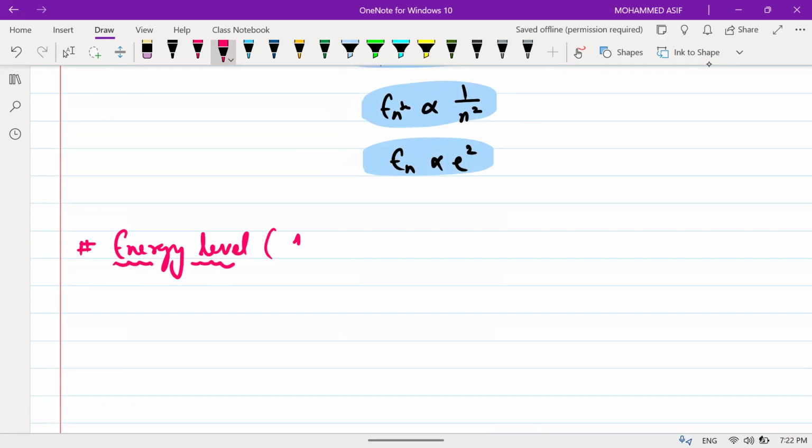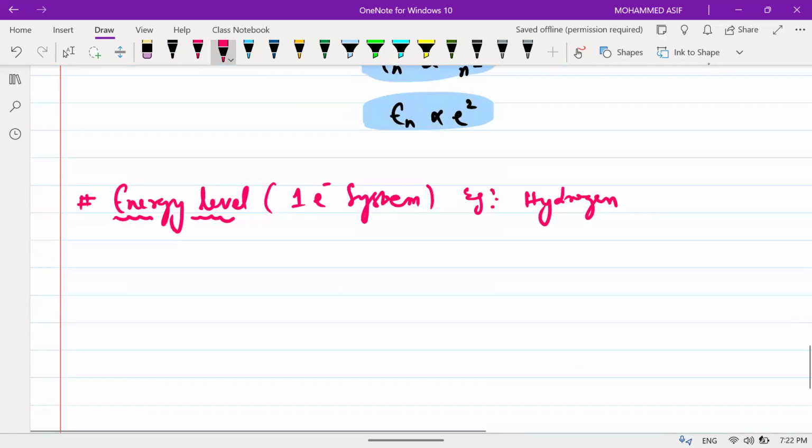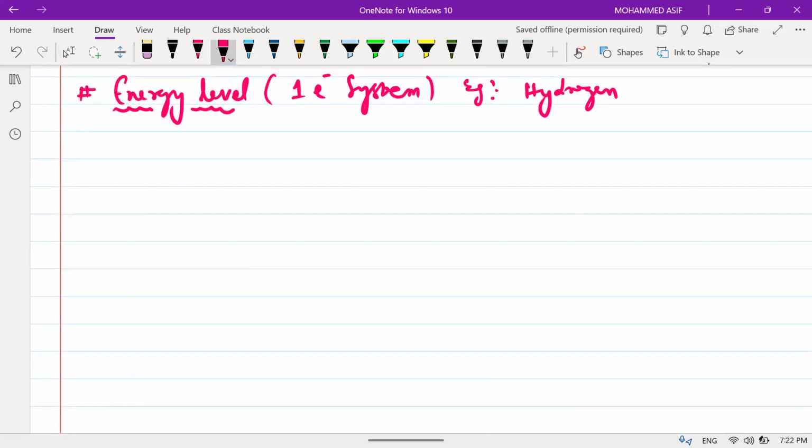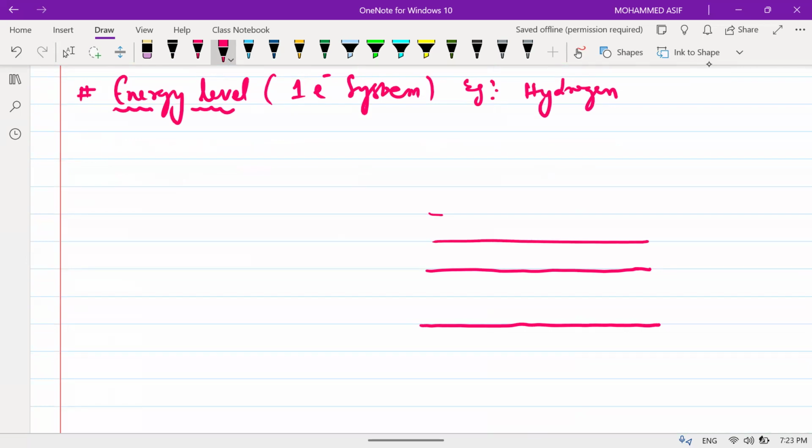For one electron system. For one electron system, an example is a hydrogen-type atom. See, if I take the orbits, this is your lowest orbit, the ground state. The next one is n equals 1. This one is one orbit, then this one is one orbit, and this one is one orbit.